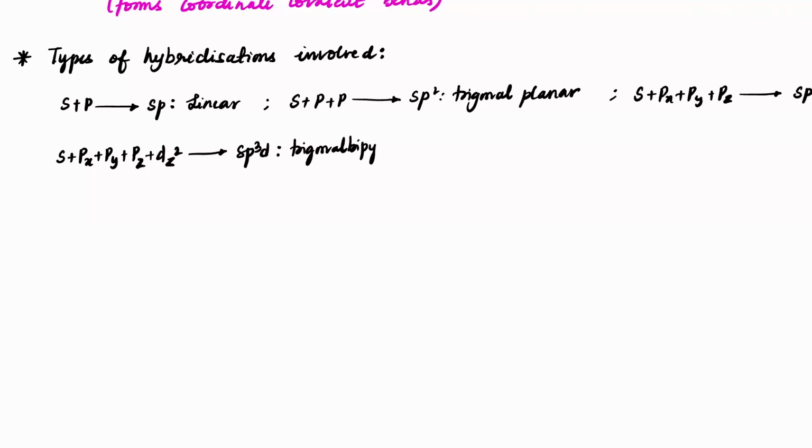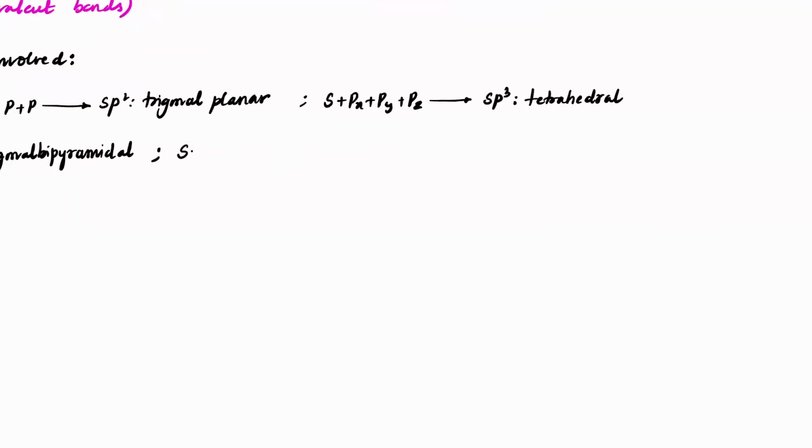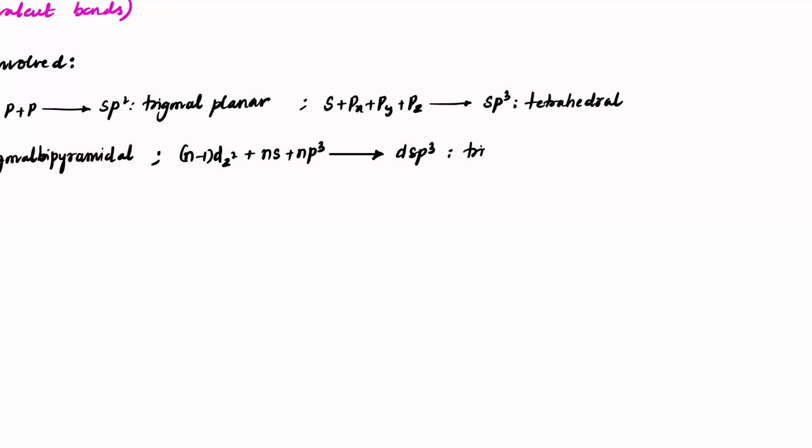Trigonal bipyramidal. Okay. Next one, in case you have s, n minus 1 d, that means inner dz square, that can also be mixed with ns and np3, all p orbitals, to get the hybridization of dsp3. So instead of sp3d, it could be dsp3, and that will also still remain trigonal bipyramidal, right? Bipyramidal.